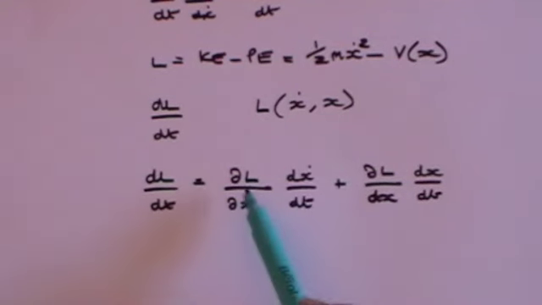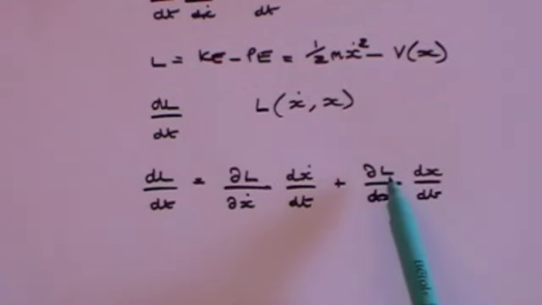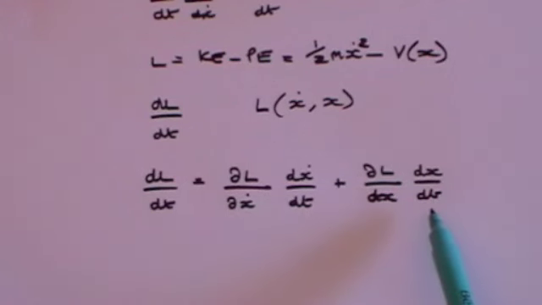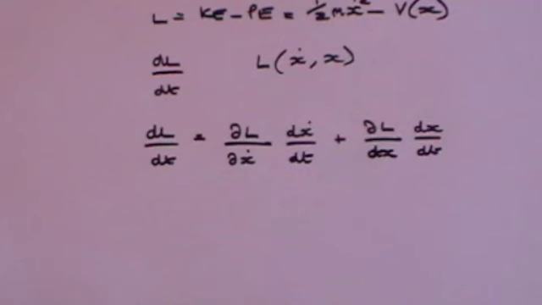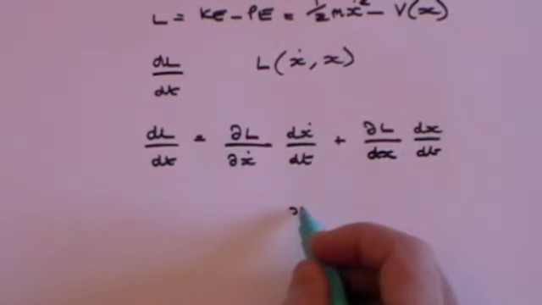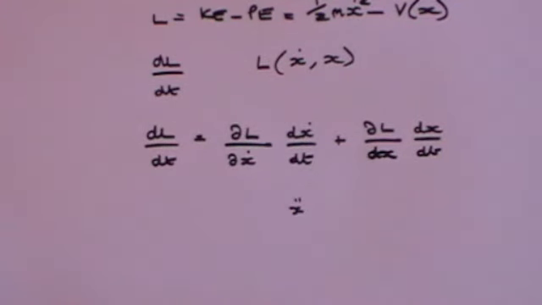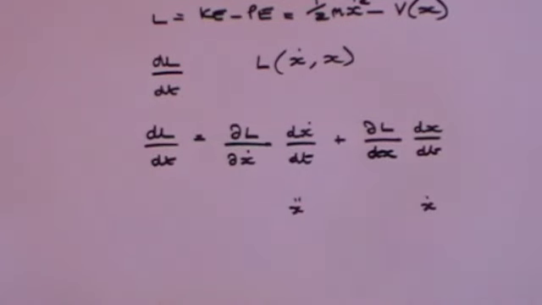So it's the partial derivative of the Lagrangian with respect to x dot times dx dot by dt, plus the partial derivative of the Lagrangian with respect to x multiplied by dx by dt. So we've now got four terms. Let's see if we can simplify them. Two of them I can simplify very easily. dx dot by dt is x double dot, an acceleration. dx by dt is velocity, x dot.